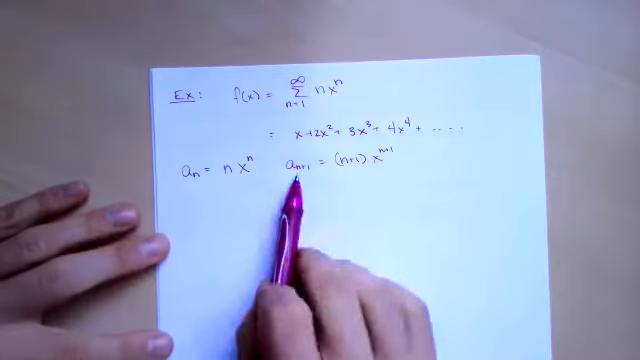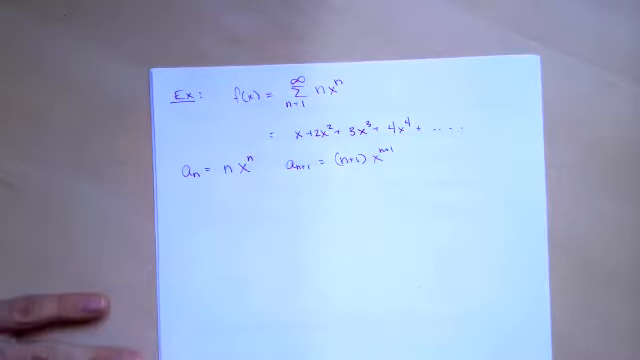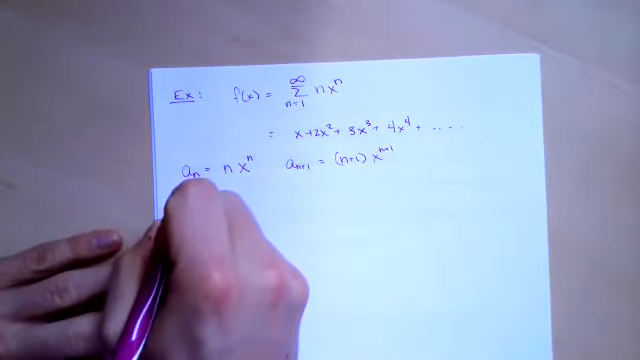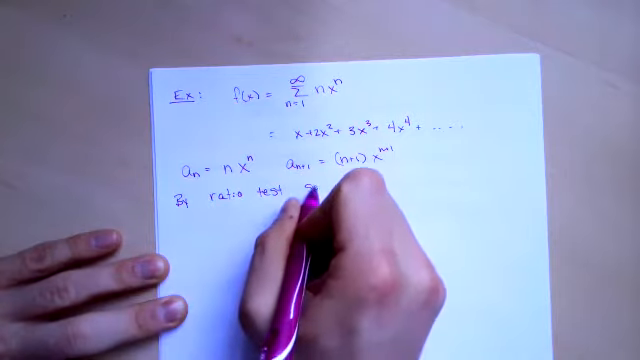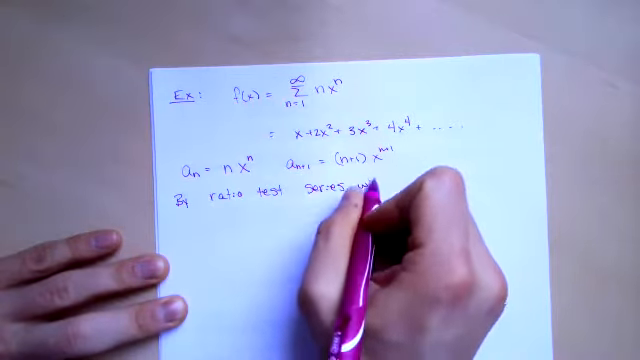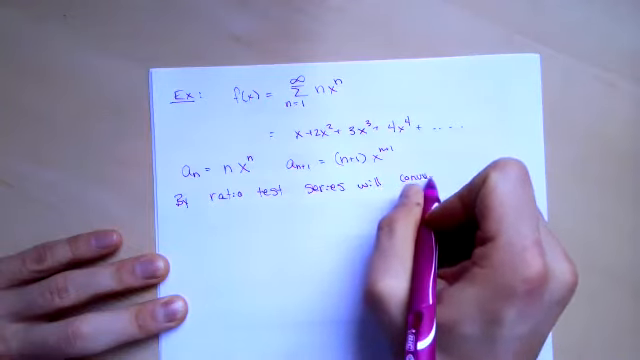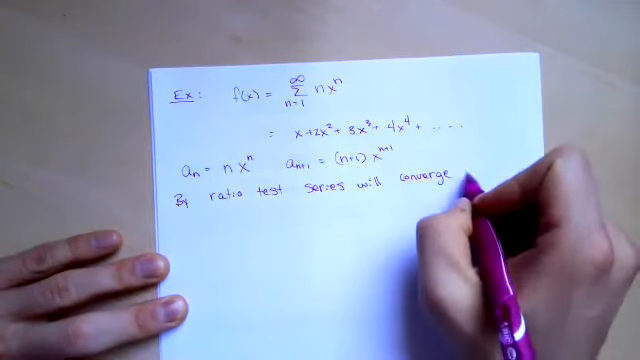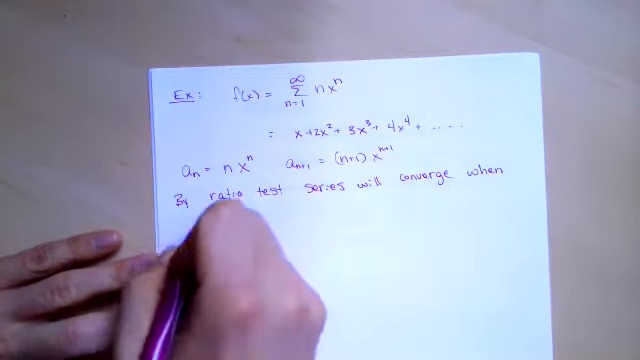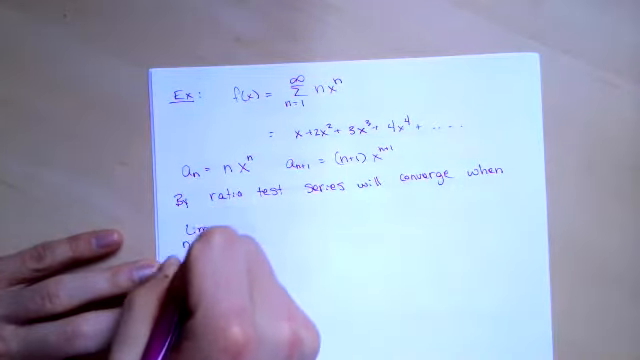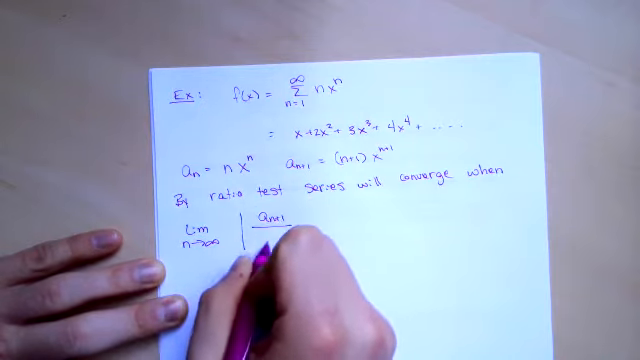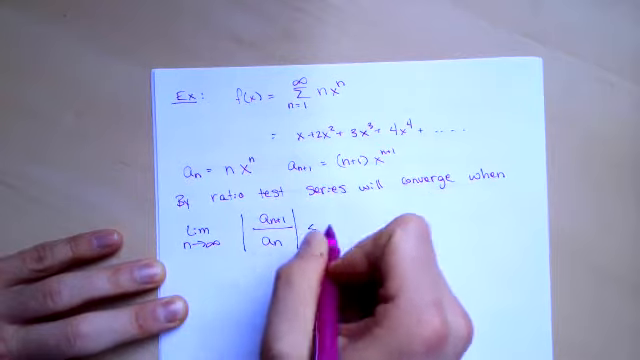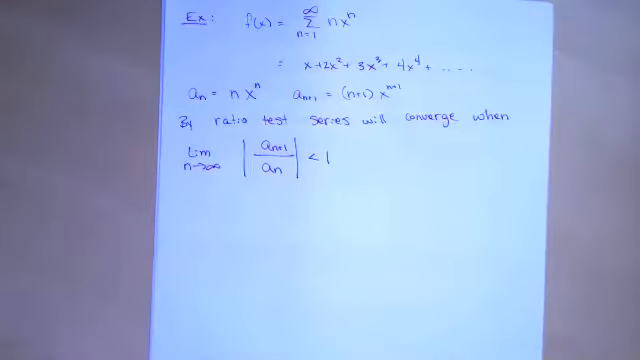And my an plus 1 is going to be n plus 1 times x to the n plus 1. And then by our ratio test, the series will converge when the ratio of the terms is less than 1. The ratio of the absolute value of the terms is less than 1.